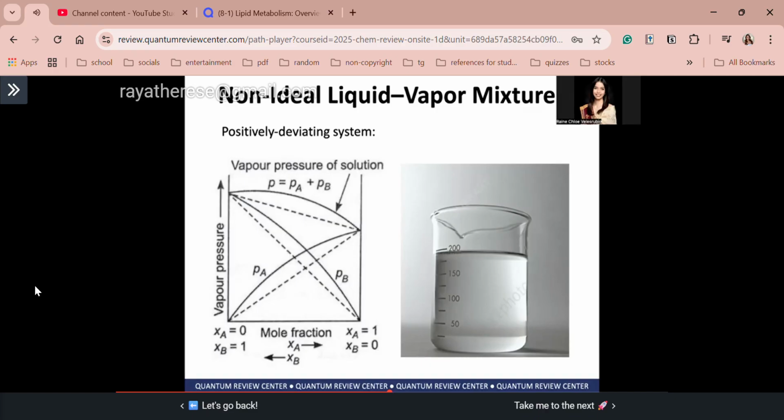And what is the effect in the heat of mixing or delta H of mixing? So guys, it is positive. Bakit positive? Because it wants to take in heat. So positive ang ating delta mix H. Tapos positive rin ang ating delta mix V.